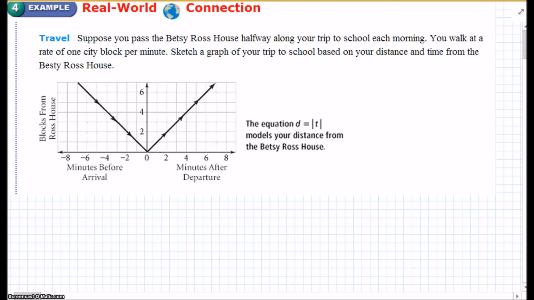Once we get there, we're in a downhill slope till we hit the house. And then once we start going to school, we're walking at a block per minute. So we're walking nicely away. So we go up and down. So the equation distance equals absolute value of t models our distance from the Betsy Ross house.